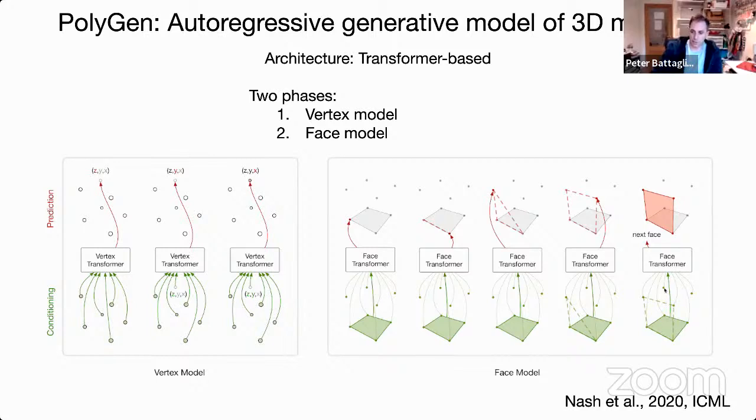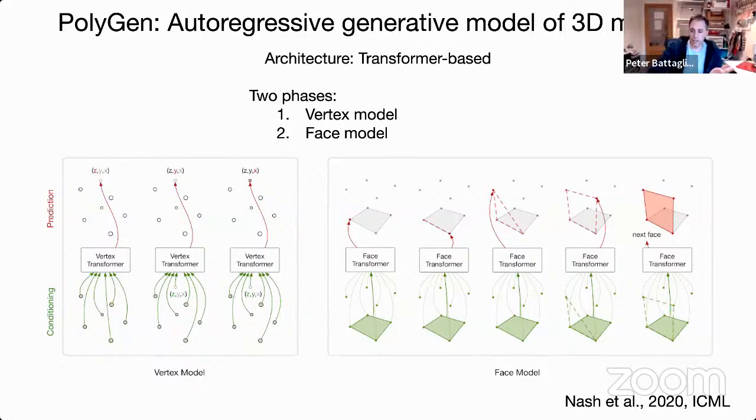So on the left, you've got this schematic that demonstrates this. You can see it's conditioning on all the vertices it's generated so far, and it's then predicting, actually one by one, the z, y, x coordinates of the next vertex. And it just does that thousands of times for all the coordinates of all the vertices in the mesh.